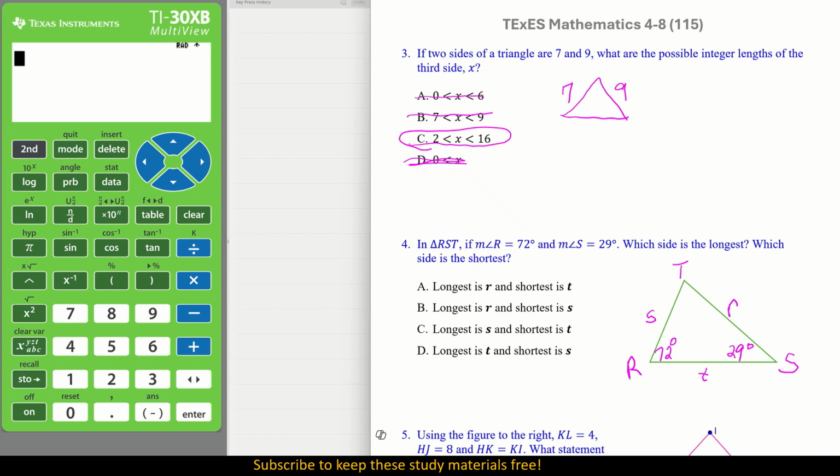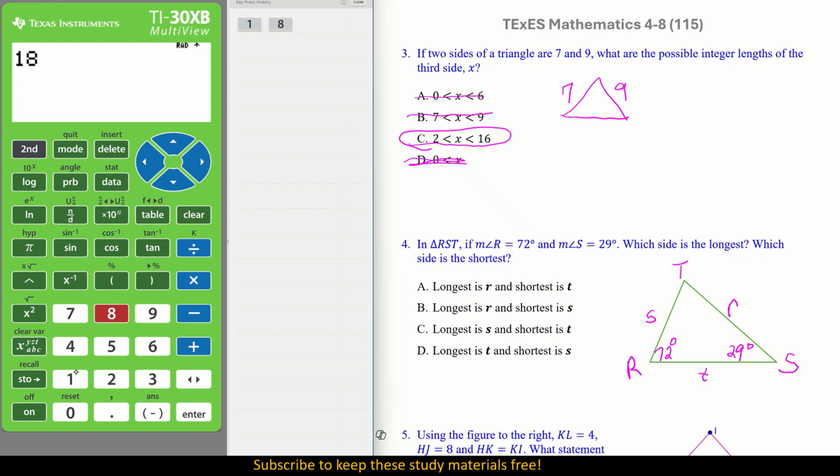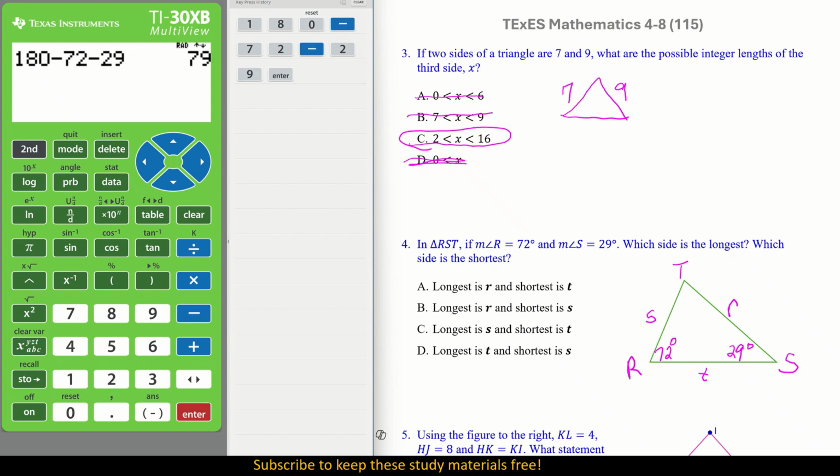Now we use our calculator and figure out what the degree measure of T is, which is also a property of a triangle. All three angles have to equal 180. So that's 180 minus 72 minus 29, which would equal 79. So you put your 79 degrees in here.